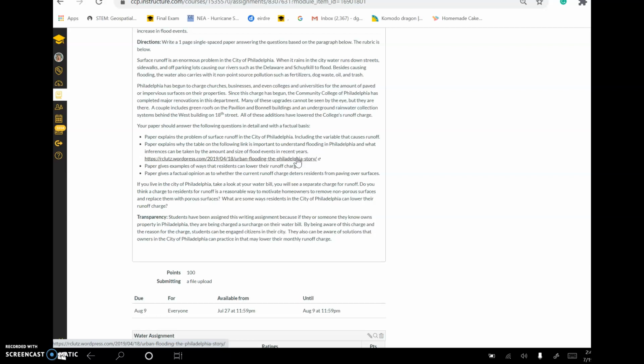And the paper gives a factual opinion as to whether the current runoff charge deters residents from paving over surfaces. And this is a good one, right? This is a tragedy of the commons. You could bring that in. Is the idea of this fine changing people's behavior? It's like the sin tax, correct? Right? So we have a sin tax on sugary beverages in the city of Philadelphia. Has that deterred you from buying sugary beverages?